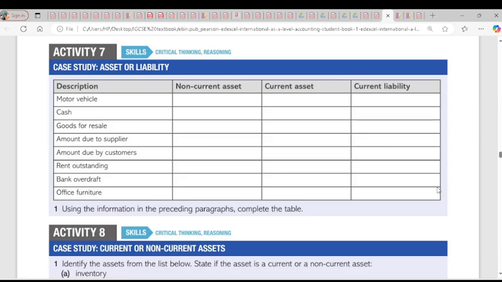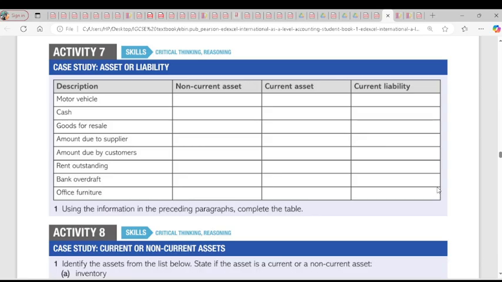They said the case study, assets or liability. So we have a description and we have to state if they are non-current assets, current assets, or current liability. Motor vehicle. Non-current asset. Cash. Current asset. Goods for resale. You're going to resell them, so they are stock. They're current assets.